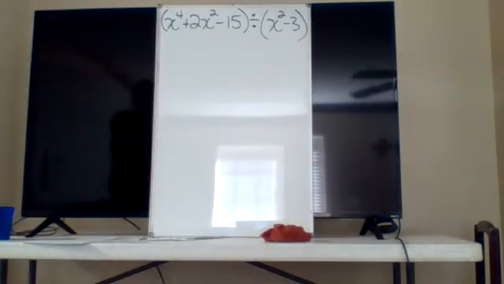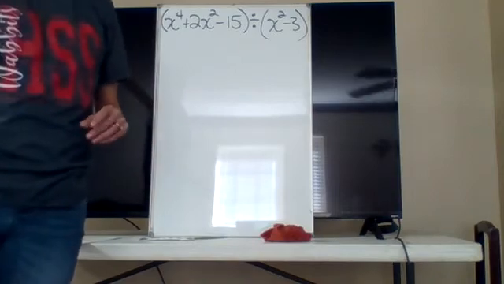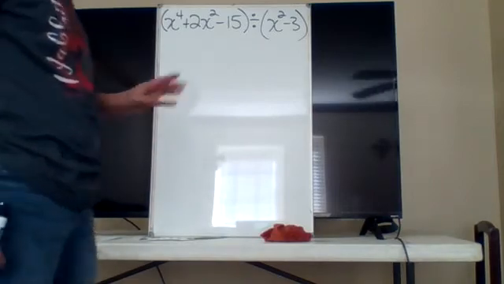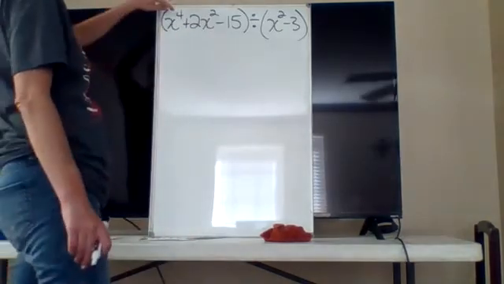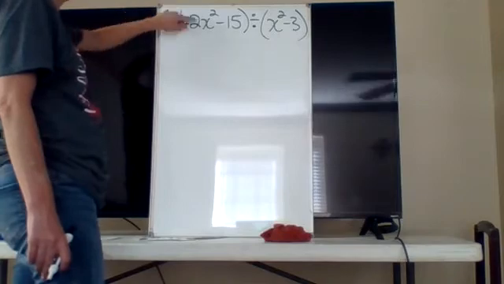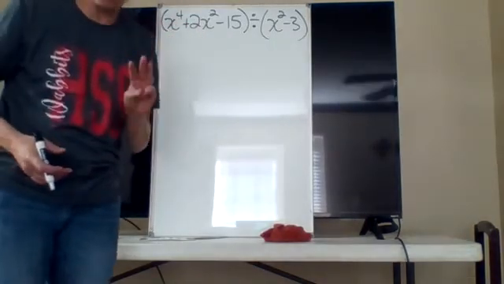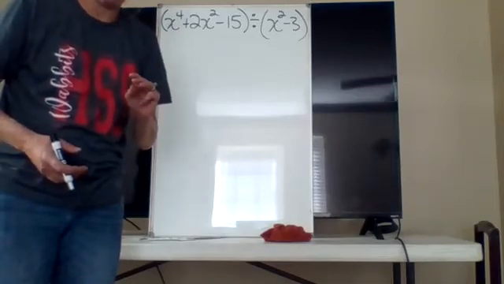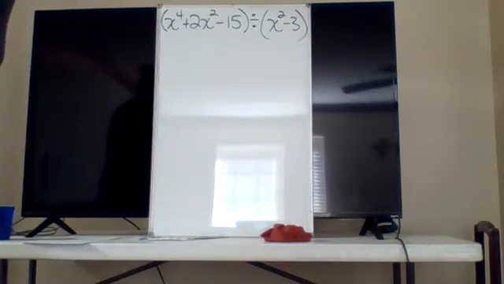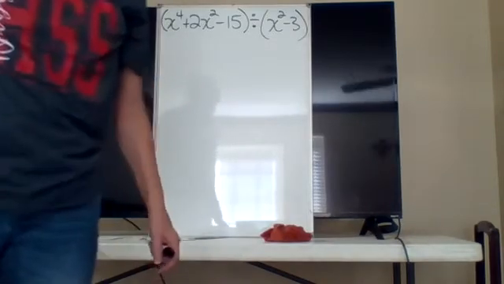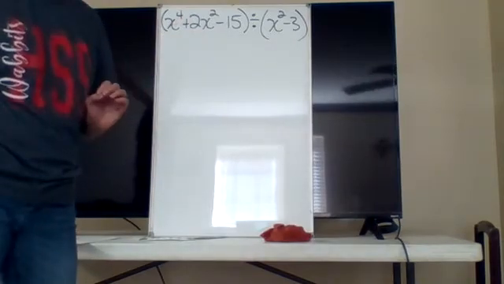Okay, so this one has a couple of new things that we need to talk about. When there are missing terms, like these have missing terms, because look, it jumps from x to the fourth to x squared. It's missing the x to the third term. You can't jump terms. You have to fill in the missing term. So anytime there is a missing term, I'm going to fill it in with a 0 for that term.